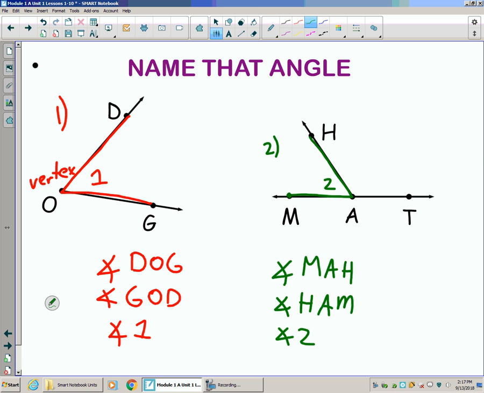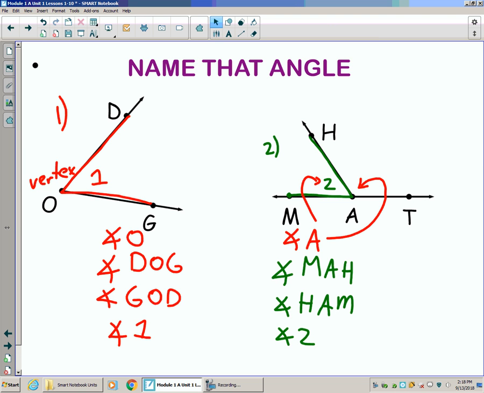The one thing I do want to point out, though, is for the angle on the left side, you are allowed to call this angle, angle O, because that is the only angle that has O as its vertex. I cannot do that for angle number 2 on the right side here, because angle A could refer to this angle, angle 2, or this unnamed angle on the right side here. So if you are not sure, use 3 letters or put a number inside the angle in order to name it.